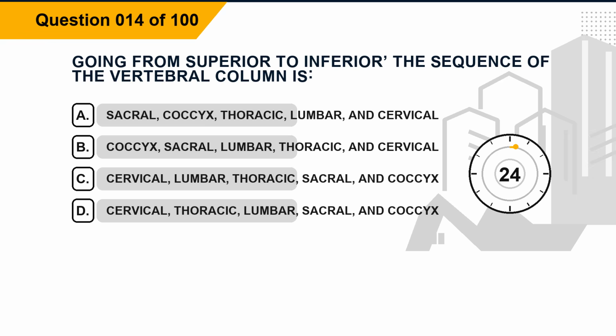Question 14. Going from superior to inferior, the sequence of the vertebral column is: Option A, sacral, coccyx, thoracic, lumbar, and cervical. Option B, coccyx, sacral, lumbar, thoracic, and cervical. Option C, cervical, lumbar, thoracic, sacral, and coccyx. Option D, cervical, thoracic, lumbar, sacral, and coccyx.